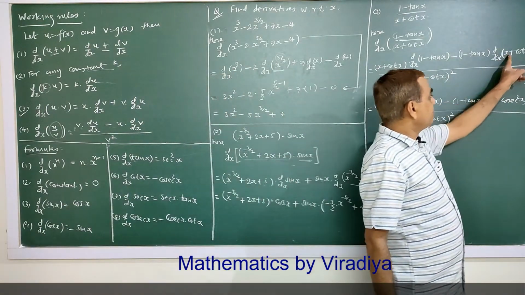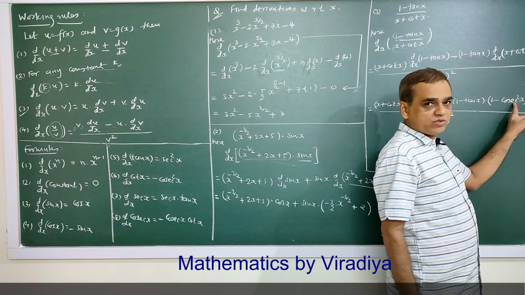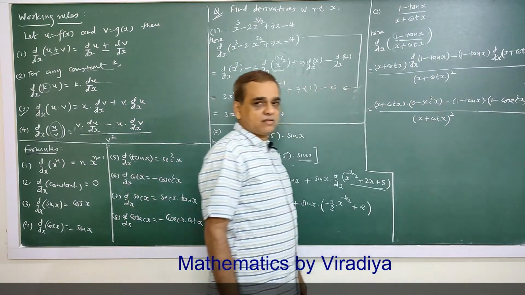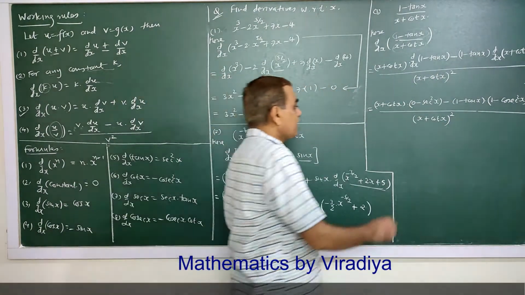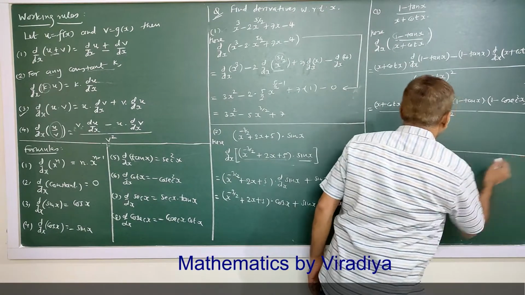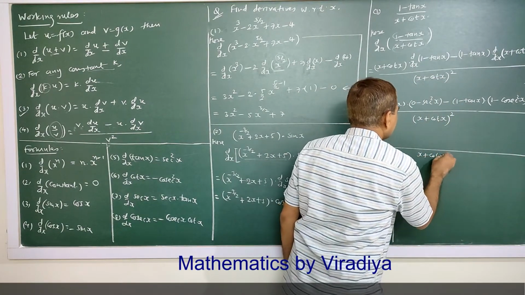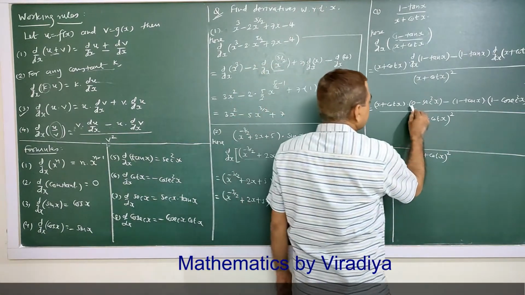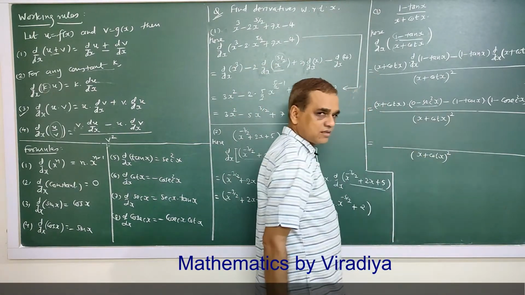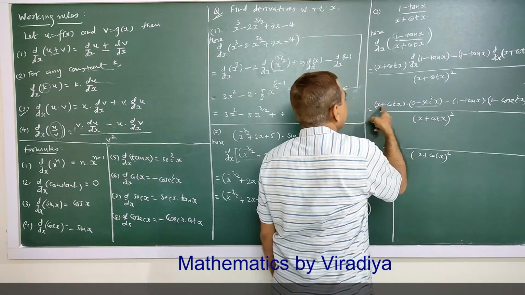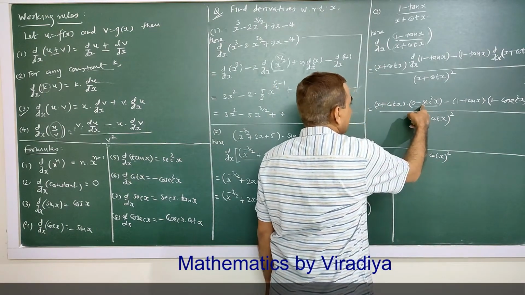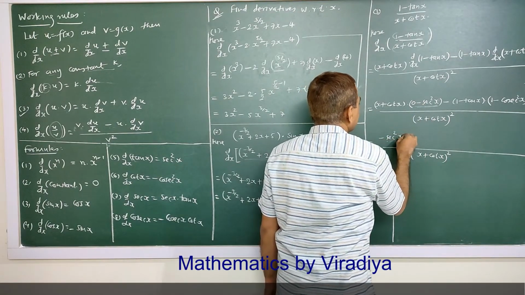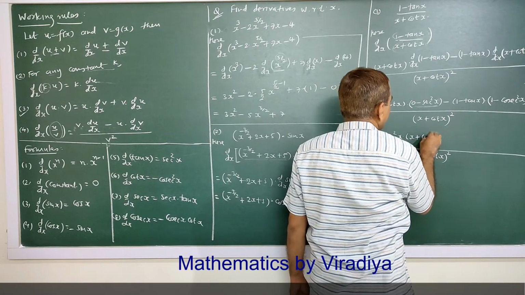Derivative of a sum is the sum of individual derivatives, so derivative of x plus derivative of cot x. So this is equal to, over x plus cot x whole square, this is minus cosec square x. So x plus cot x into minus cosec square x. So that is minus sec square x into x plus cot x.